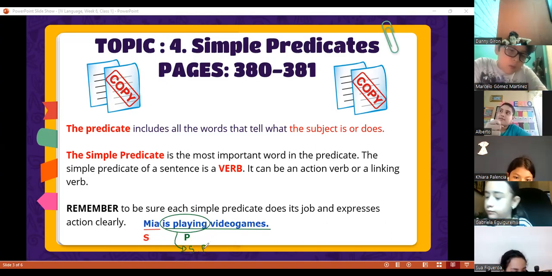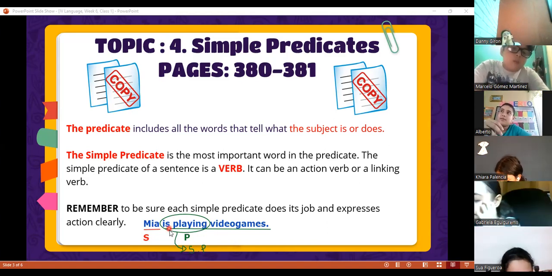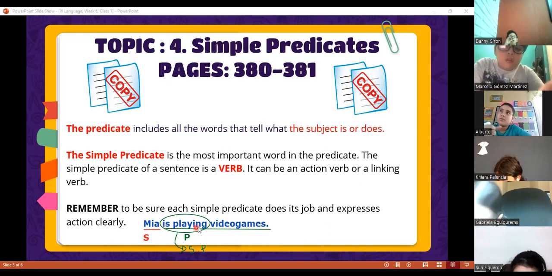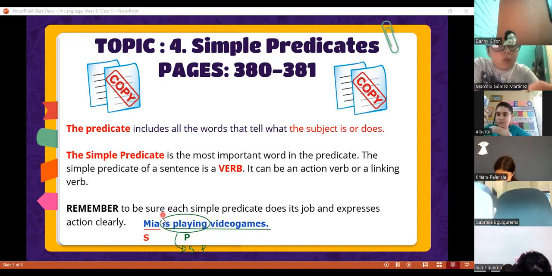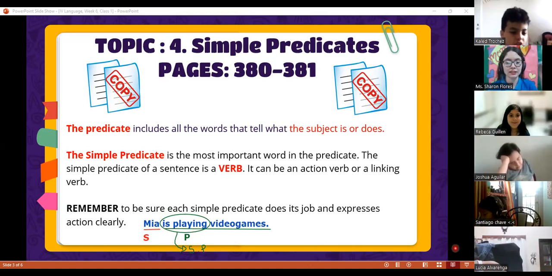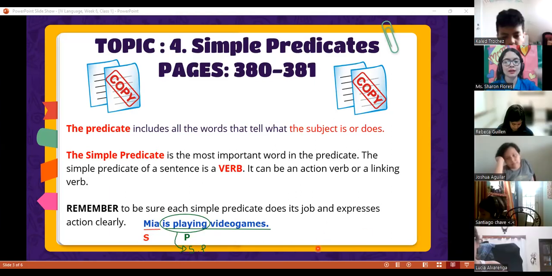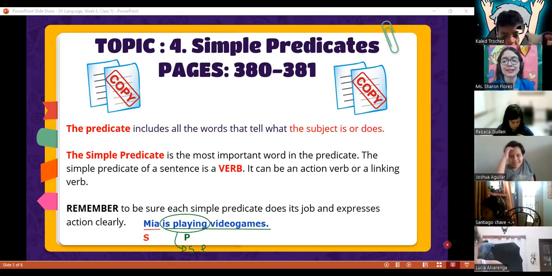The simple predicate is the verb. What is the verb? "Is playing" is the verb in this sentence. The two words that you see here are the verb. So we have an auxiliary verb, but this is the verb. So the simple predicate is these two words, "is playing," because that is the verb. It's happening right now. Well, I don't know if it's true right now. She's in class, but "is playing" is the simple predicate.